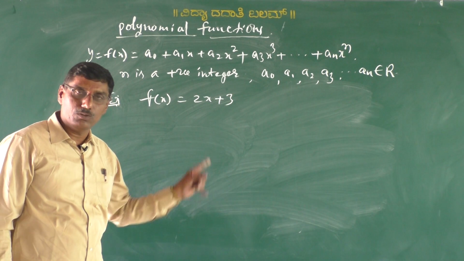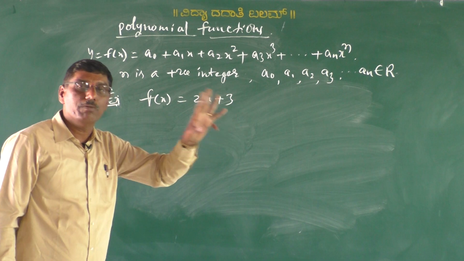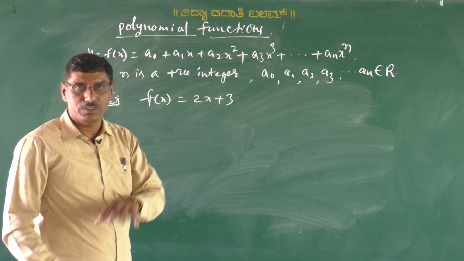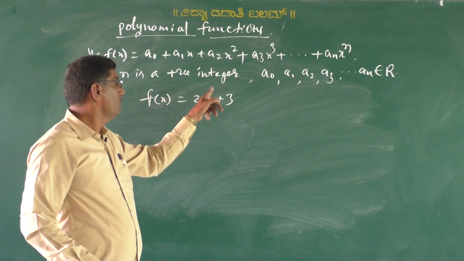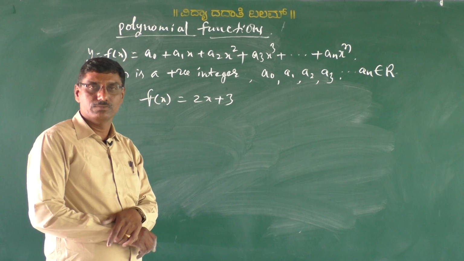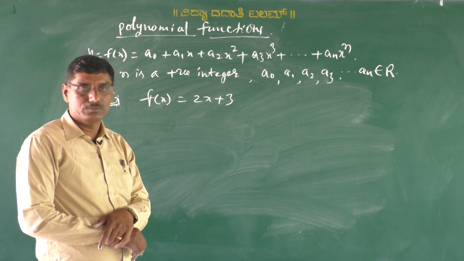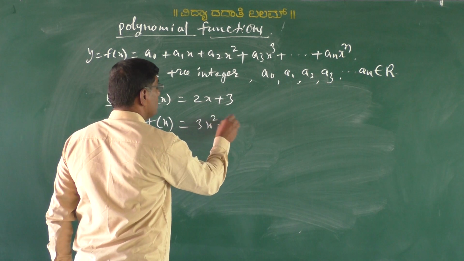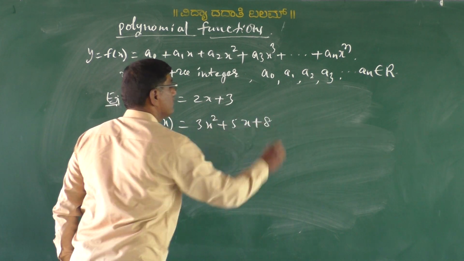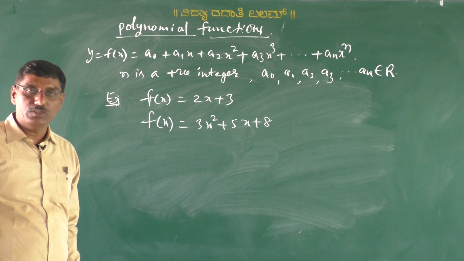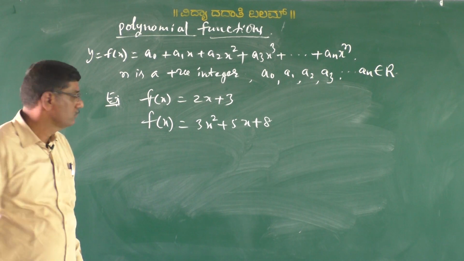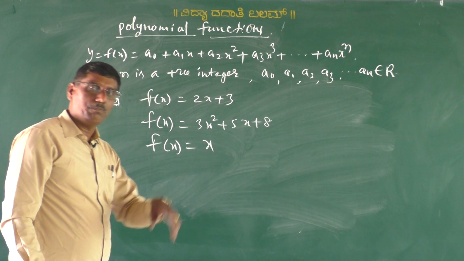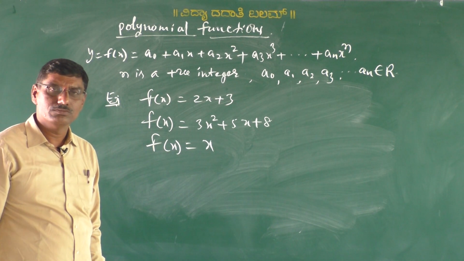f of x is equal to 2x plus 3. This is a polynomial function. But this function consists of two terms here, and whose degree is 1, power is 1, isn't it? f of x is equal to 3x square plus 5x plus 8. This is also a polynomial function. f of x is equal to x. This is also a polynomial function, no doubt.